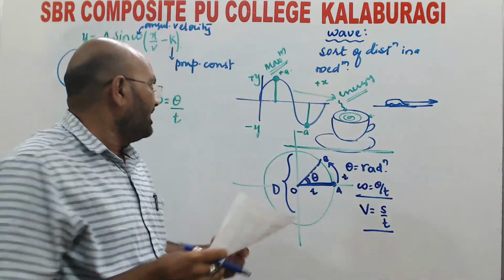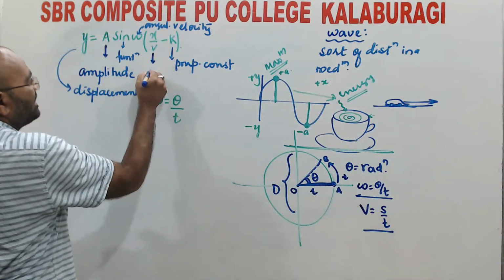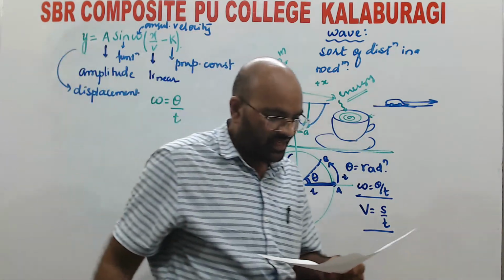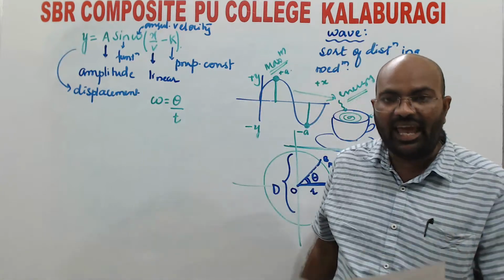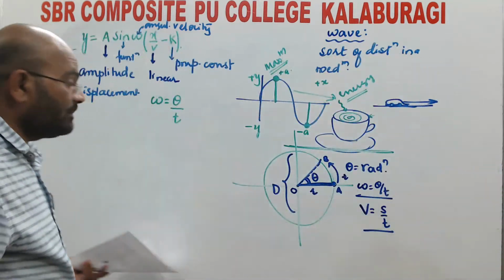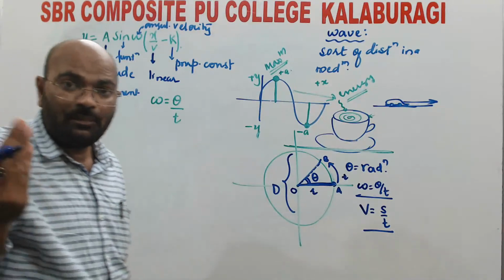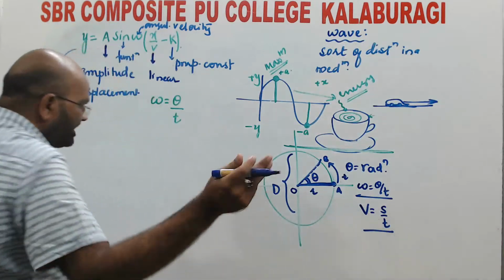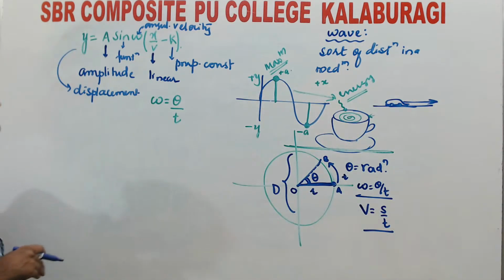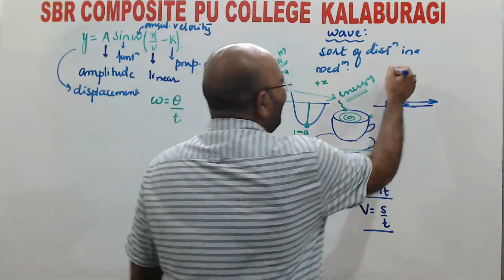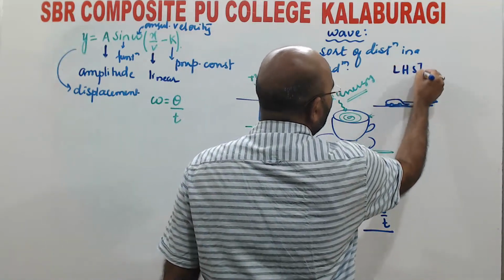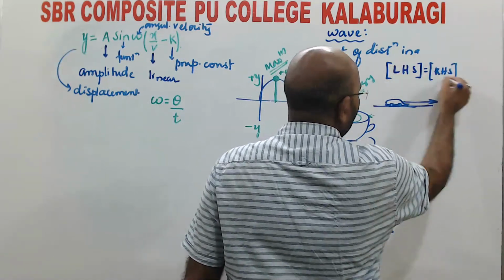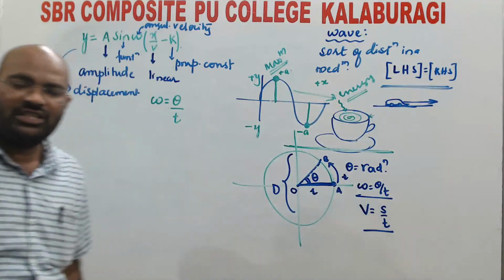v is the linear velocity. Then the dimensions of k: apply the principle of homogeneity. As you know very well, and as you proved in the earlier class, the principle of homogeneity states that the LHS of any physical equation is always equal to the RHS. This we call the principle of homogeneity.